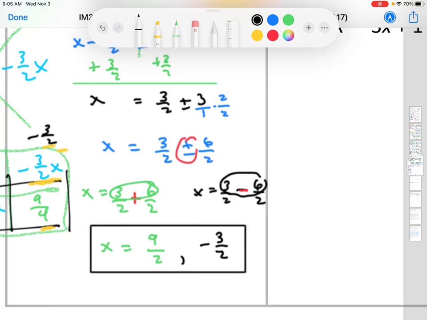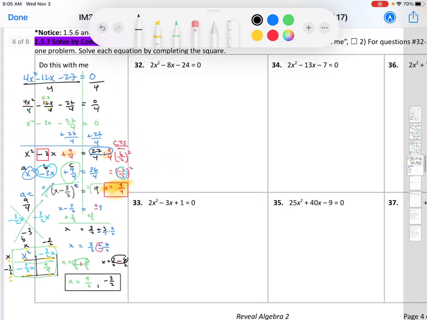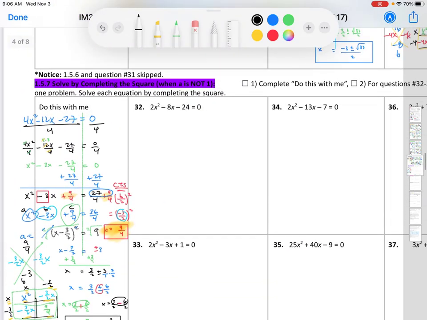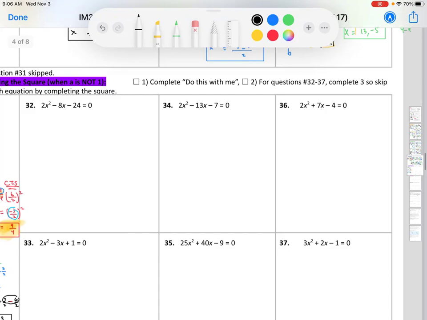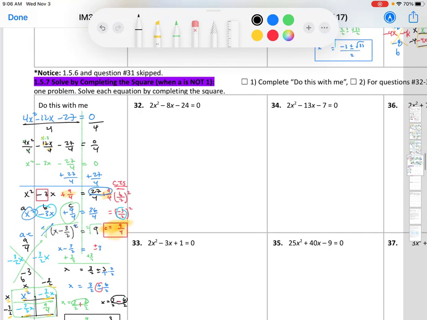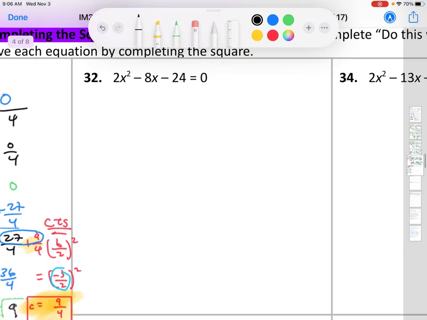And that's our answer. That's how we solved by completing the square when a is not equal to 1. Alright, the directions tell you now for questions 32 to 37, complete 3, so you can go ahead and skip 3 problems. Let's go over number 32 here.